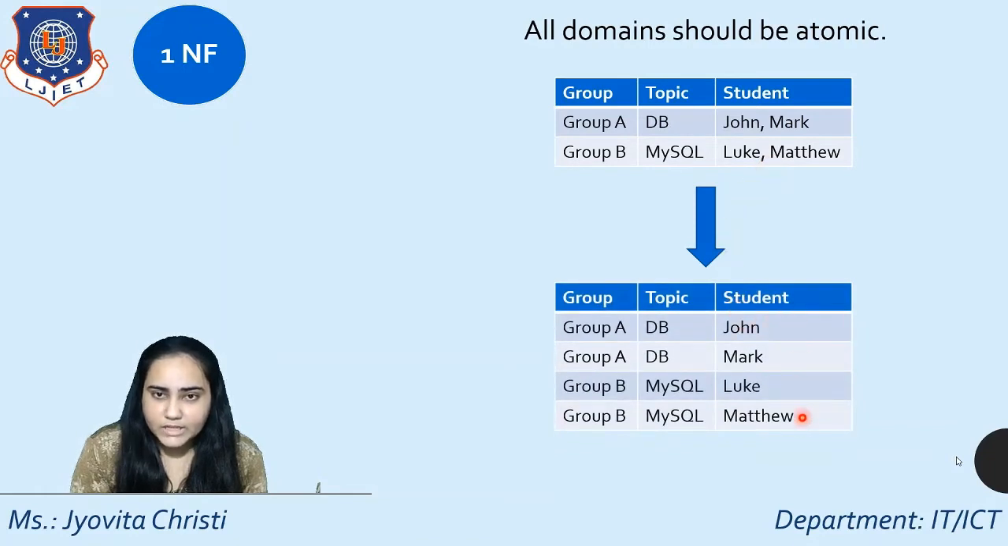So what we've basically done is converted this table with just two rows in it into a table with 4 rows. And now this table contains John, Mark, Luke, and Matthew separately in each row. And you might notice that there is some duplication of data. For example, group A is coming twice and group B is coming twice, and then DB and MySQL are also coming twice. But that's all right. We are going to deal with all that a little bit later on. But for now, this is okay. This is our first step in the normalization process.